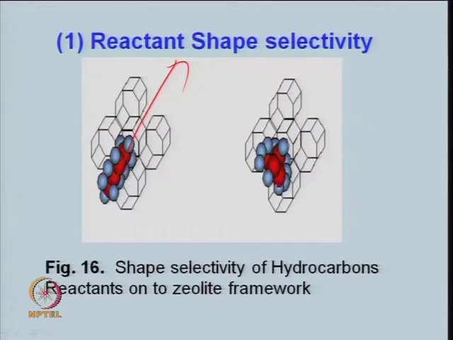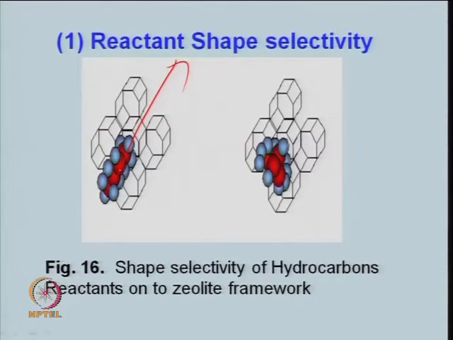So, that may not pass, but if it is a compound like a straight chain paraffin hydrocarbon, something like butane or heptane, that can pass through the zeolite framework. But molecules like aromatics, or some isobutane, may not go because the structure now has branches. So, that has a different kinetic diameter. That is reactant shape selectivity.